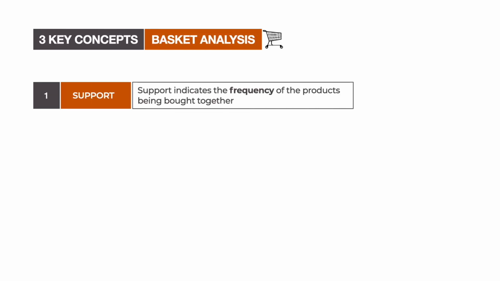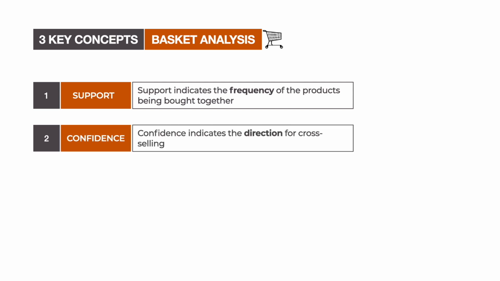Number one, the support indicates the frequency of the products being bought together. So that means how often are these products being bought together? What's the frequency out of the total number of transactions?